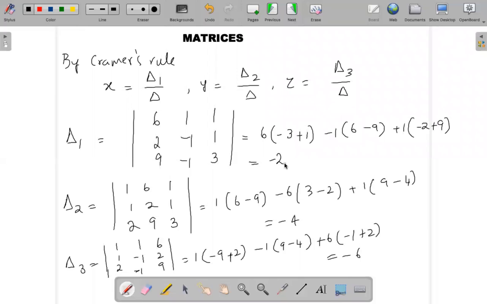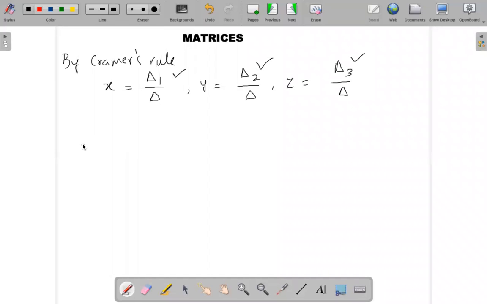We got the value of delta 1, which is minus 2. You got delta 2, which is minus 4, and delta 3, which is minus 6. Let us substitute here, right? We know what delta is also. So let us substitute and find the values of x, y, and z. So x will be 1, y will be 2, and z will be 3, right?